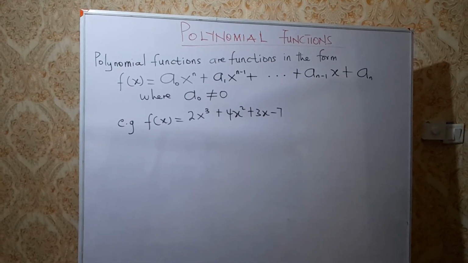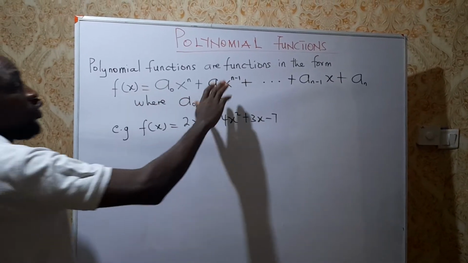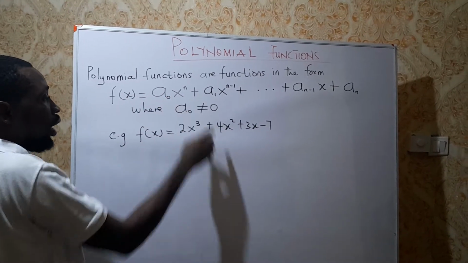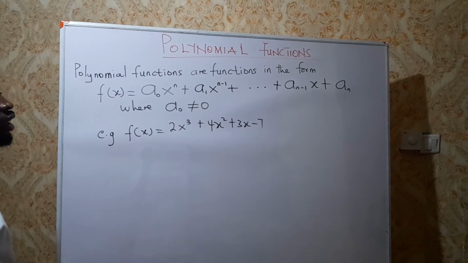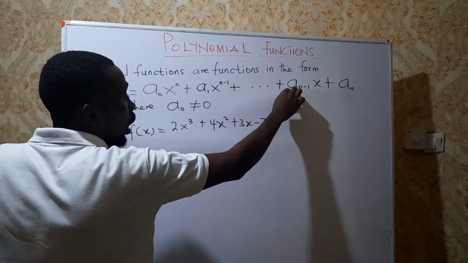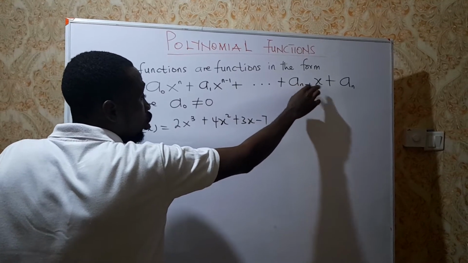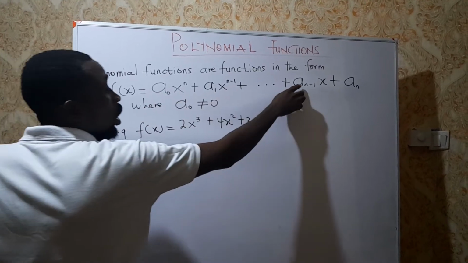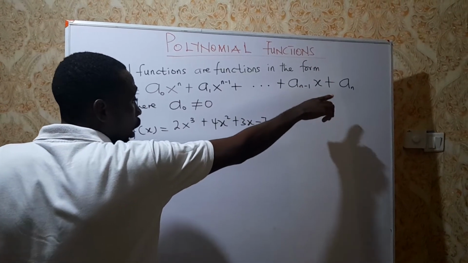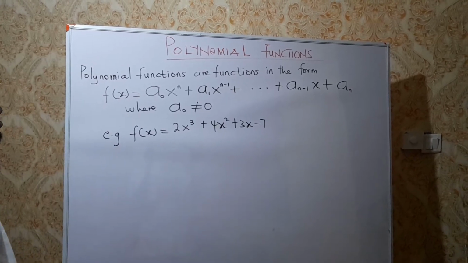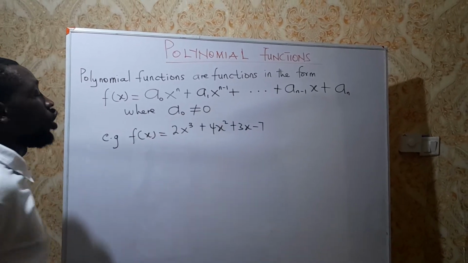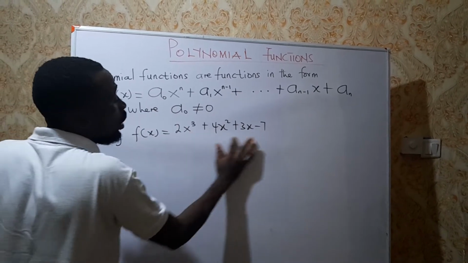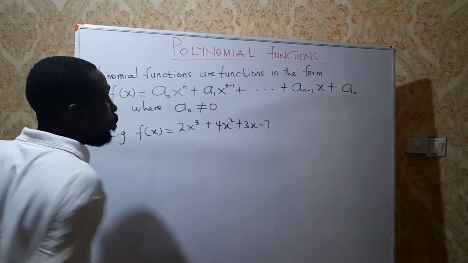When we talk of polynomial functions, they are functions in the form f of x equals a naught x exponent n plus a1 x exponent n minus 1 plus ... plus a n minus 1 x plus a n, where a naught, a1, a n minus 1, and a subscript n are all constants, and a naught is not equal to 0. So in simple terms, polynomial functions take this form. This is an example of a polynomial function.